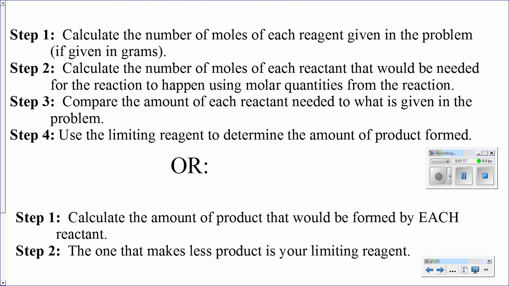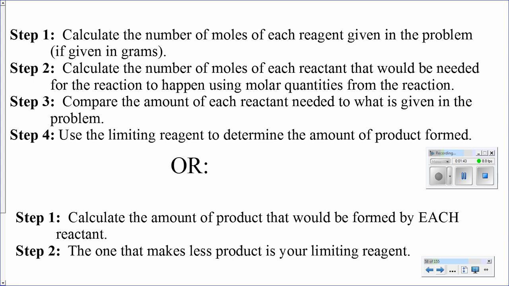There are actually 2 ways to approach these. The first is the official way to do this. You calculate the number of moles of each reagent given in the problem. They're given in grams. And then you calculate how much you would need of the other reactant in order to compare them. And then you can use that limiting reagent to determine the amount of product formed. I will walk you through this once, and then I will probably never do it again.